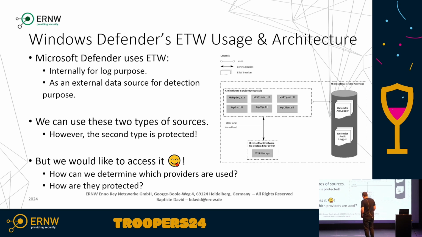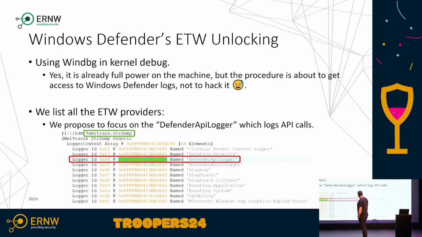The problem is that this source of information, which is very interesting, is protected. Of course, if it's interesting, it's protected. So we would like to access it. And we are going to share with you how to disable the security to access it. We need to be with a debugger, WinDbg, in kernel debug. It's not a hack, so you are already full power on the machine to do it, but the goal is to track what happens, right? It's not to break the system.